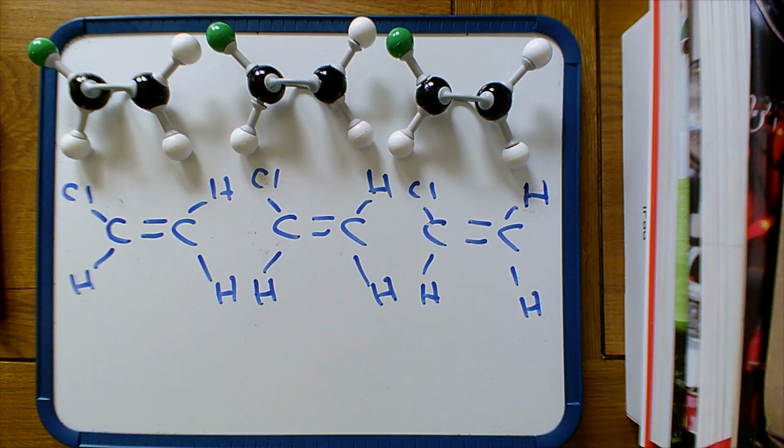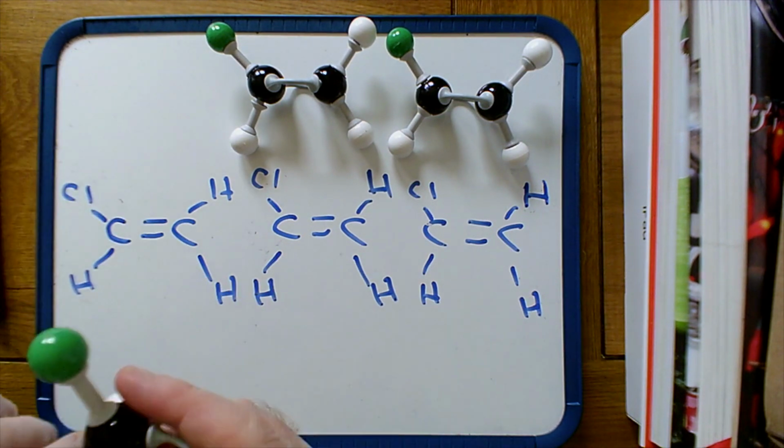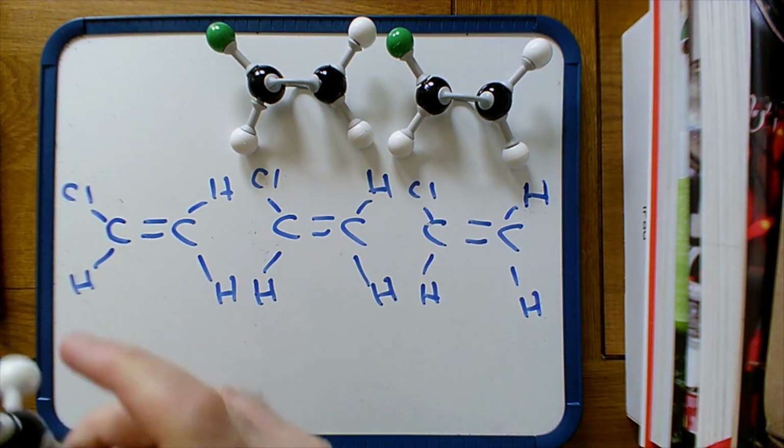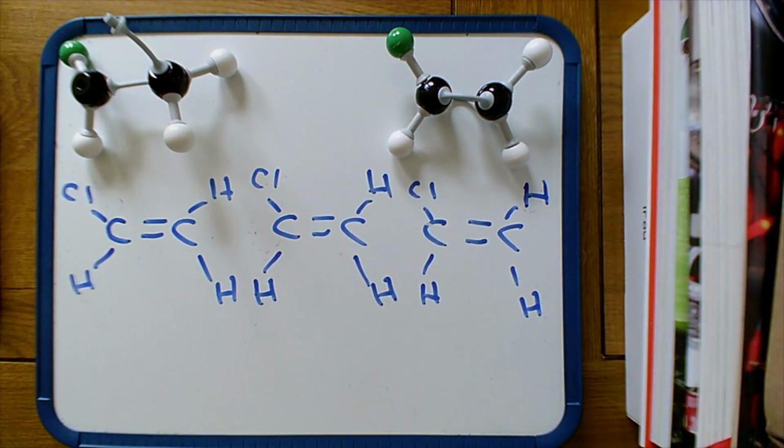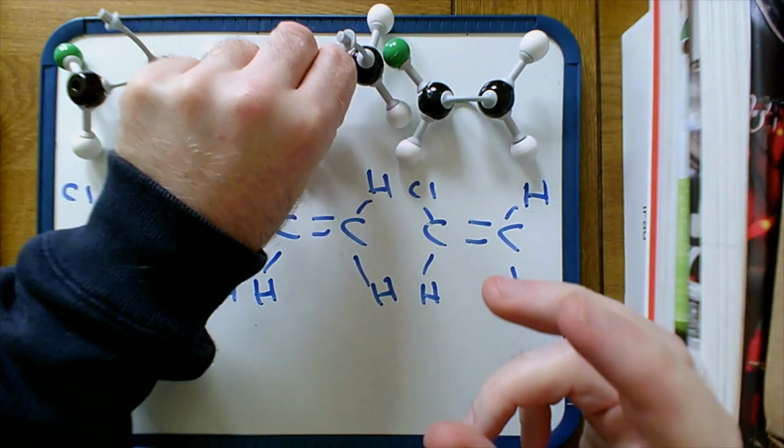Now the next addition polymer that we have to learn for the GCSE exam is polychloroethene, more commonly known as polyvinyl chloride. So I've drawn 3 molecules of chloroethene here. And I've also made models where I've got a double bond on each alkene molecule and 3 hydrogens and a chlorine atom, which is represented by a green atom.